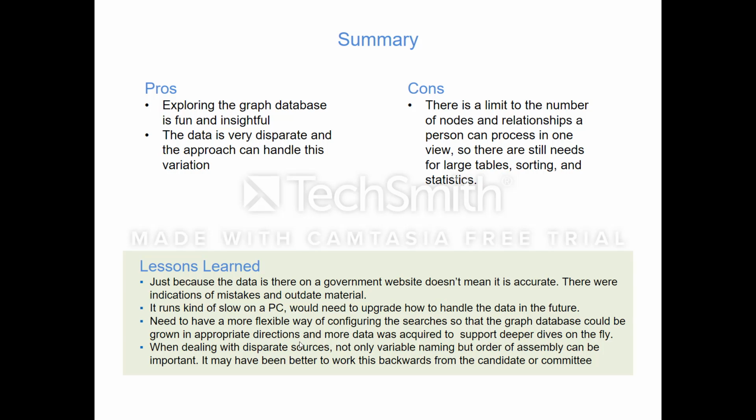And then also when dealing with disparate sources, I had built them from donors forward, but it may have been better to work backwards from candidate or committee. That was recommended by the FEC website, but it did provide some interesting insights either way.